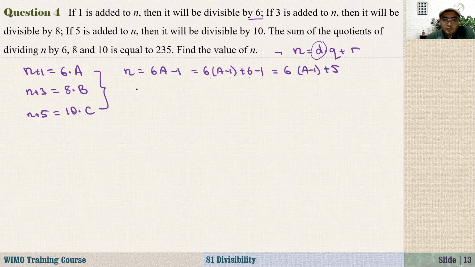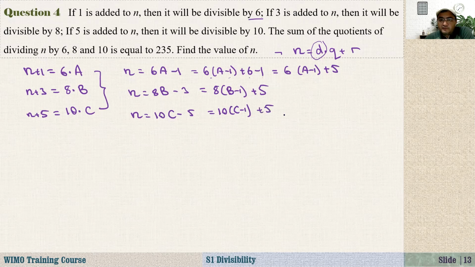In a similar way, the second one is n equals 8b minus 3, which is equal to 8 times b minus 1, and 8 minus 3 is equal to 5. And again, n equals 10c minus 5, and that's equal to 10 times c minus 1, and here we have 10 minus 5, that's equal to 5.